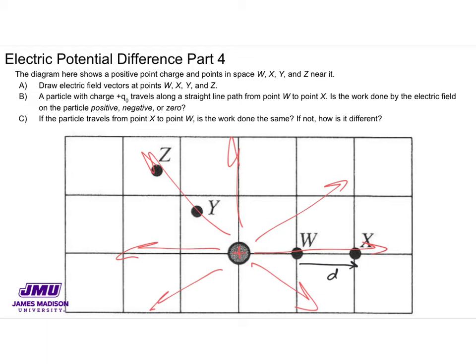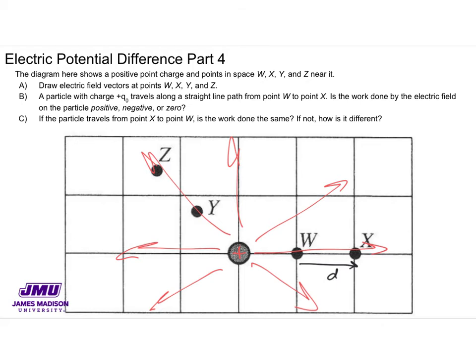And the answer is the displacement magnitude would be the same, and the force acting on the charge over the entire period would be the same, but the displacement would then be in the opposite direction of the force. So the work done by the field would be the same magnitude, but negative as it moves from X to W.